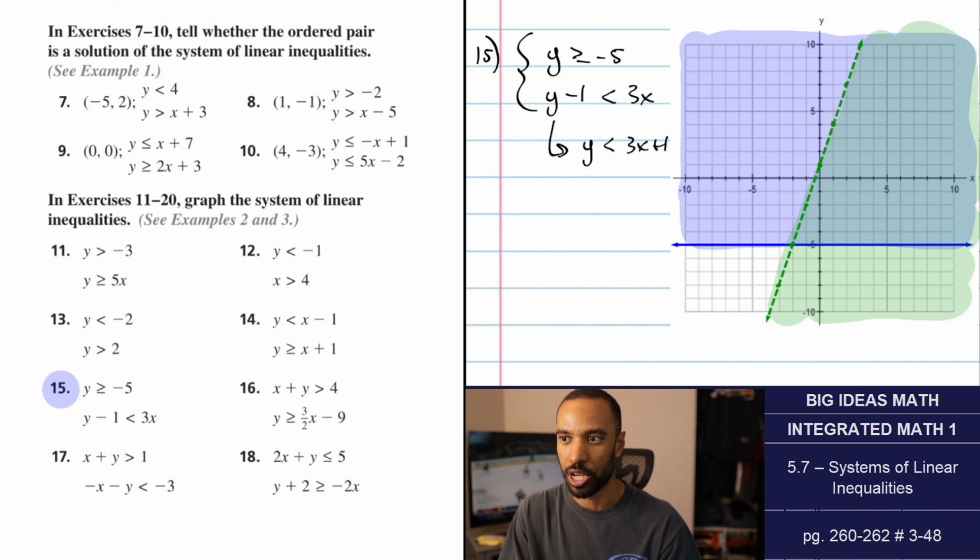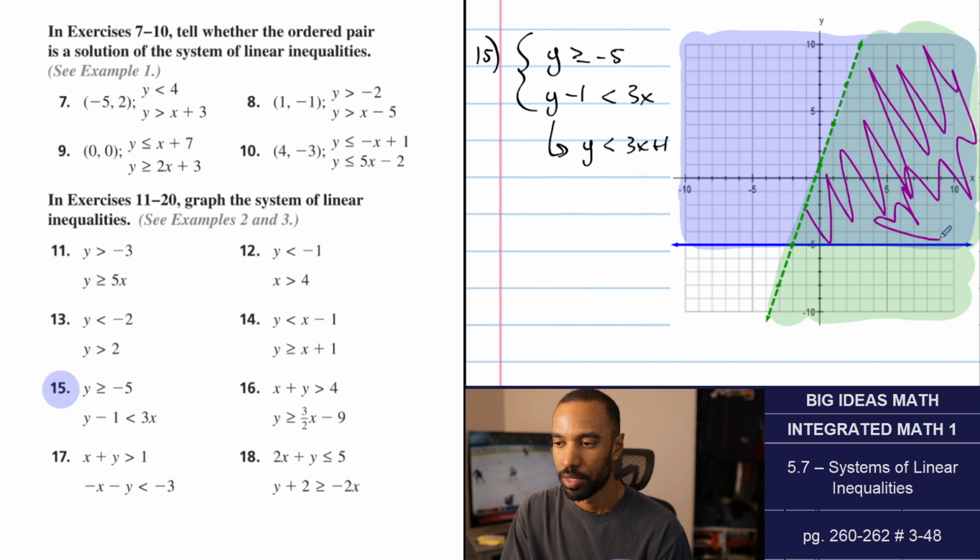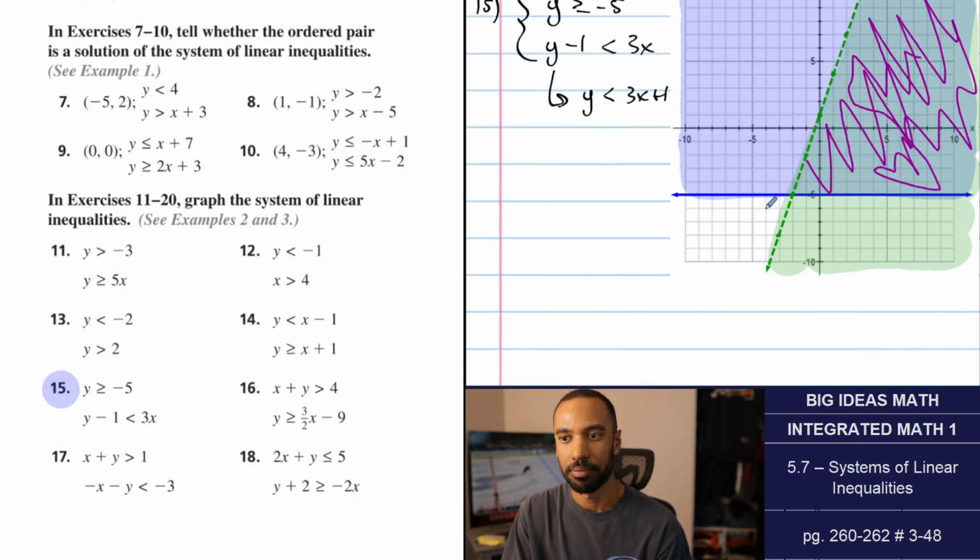Anyway, the overlapping shaded region, we haven't seen one of these in a while. The overlapping shaded region is all this right here. The intersection of the half shades, right?